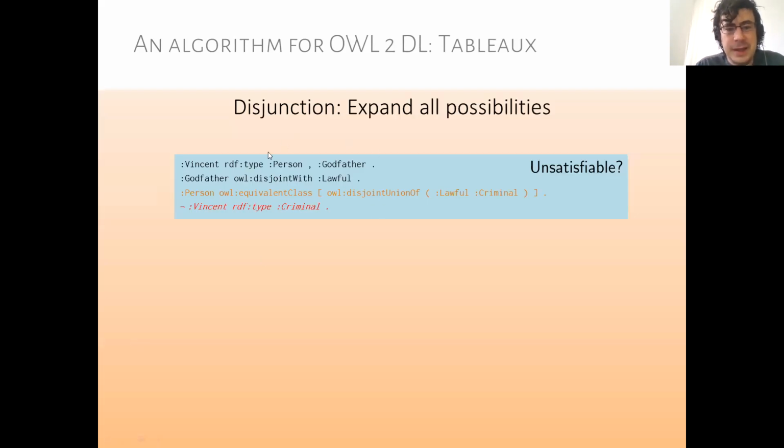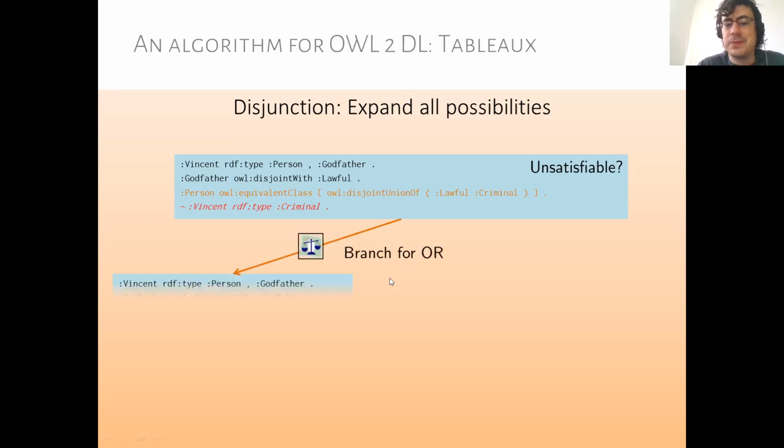So, okay, let's see the example. We have a disjunction here, which means we have two possibilities going on. We have Vincent is a person, and a person is either lawful or criminal, right? So what does this mean? It means that there are two possibilities: Vincent type lawful, Vincent type criminal. So how do we reason about these sorts of cases? Well, what we do in the Tableau algorithm is we just branch and look at all the possibilities.